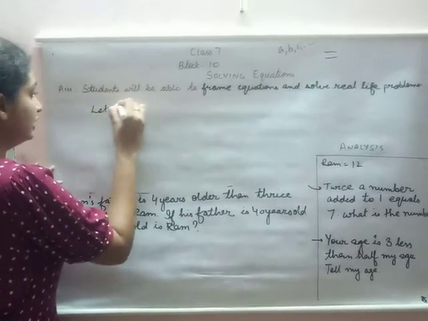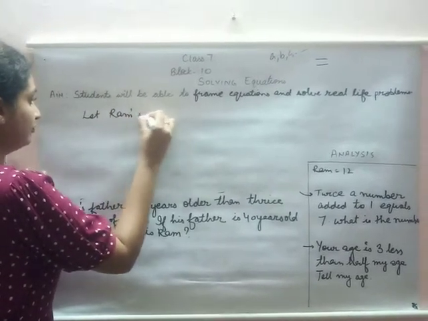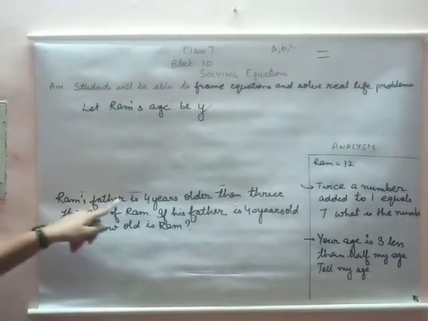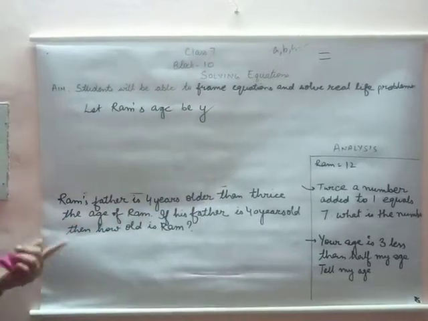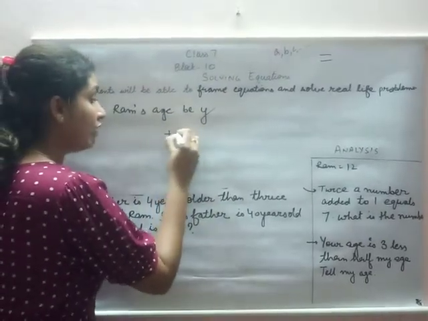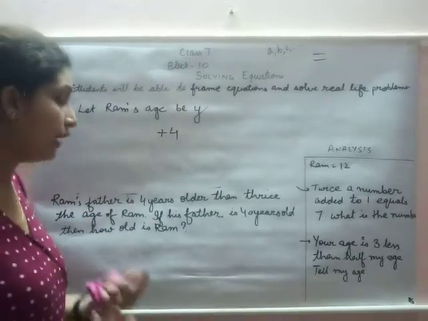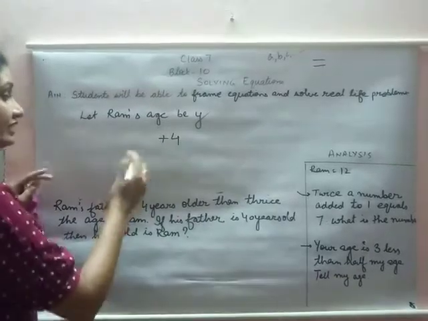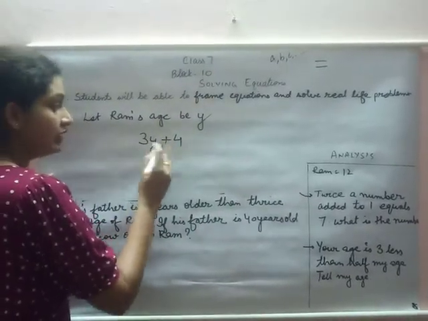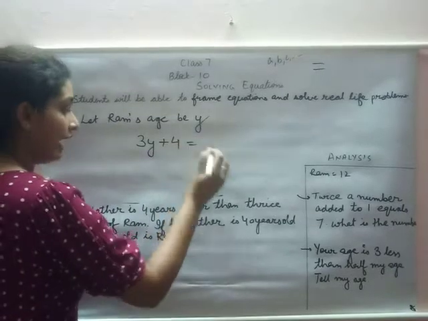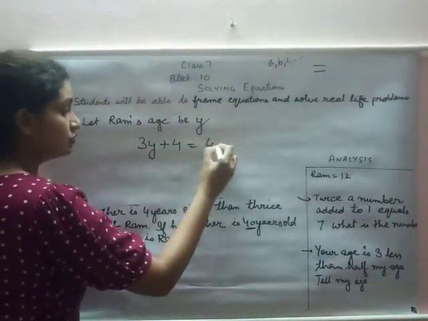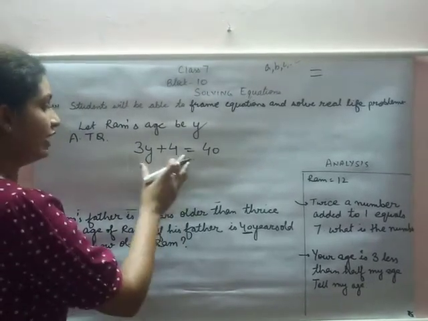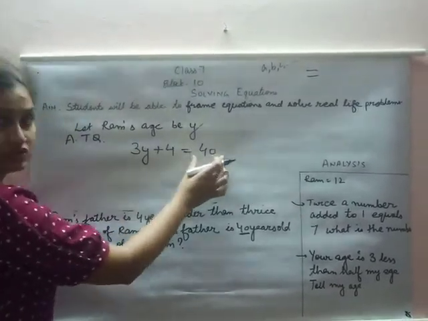Let Ram's age be y. Ram's father is 4 years older. 4 years older means we have to add 4. But to what value do we have to add 4? 4 years older than thrice the age of Ram, 3 times the age of Ram plus 4 years. And we know that Ram's father is 40 years old. So according to the question, the equation framed here is 3y plus 4 is equal to 40.